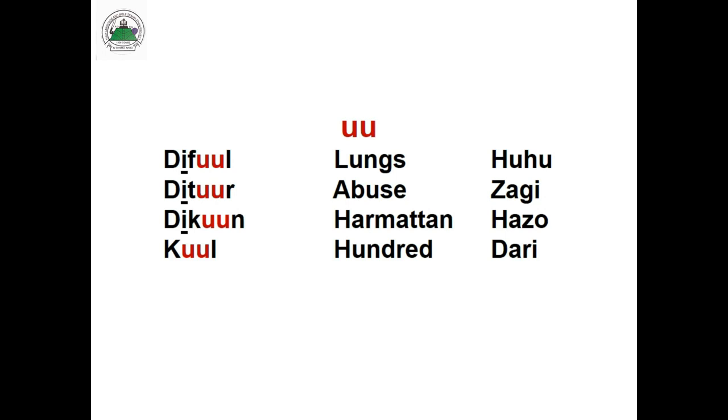The next example there is dukun. It is pronounced dukun, which means hamatan in English, hazo in Hausa. And the last example there we have is cool. It is pronounced cool, which means 100 in English, dari in Hausa.